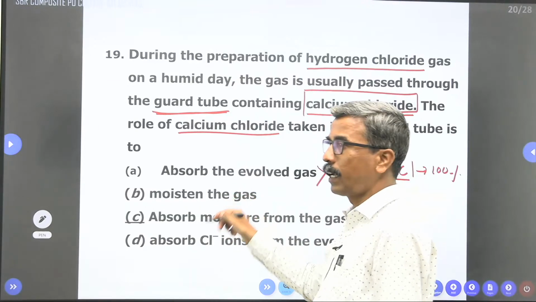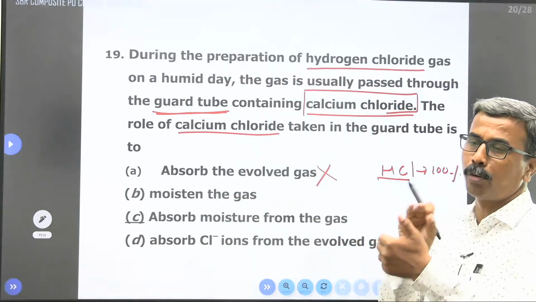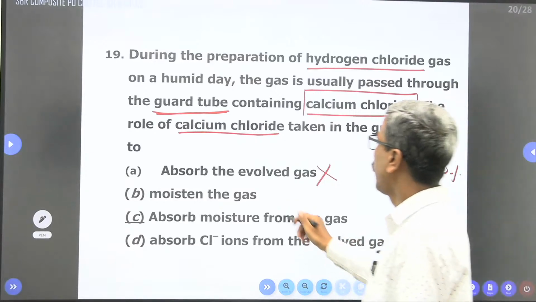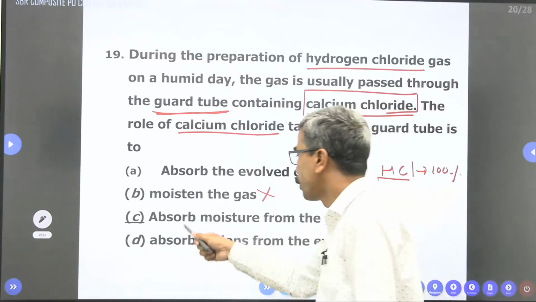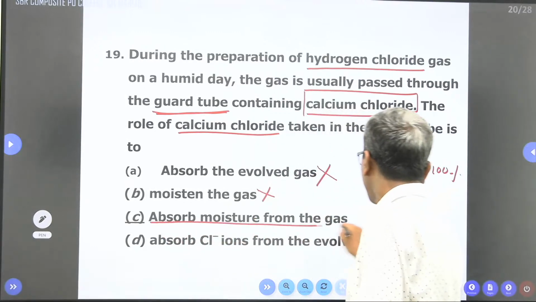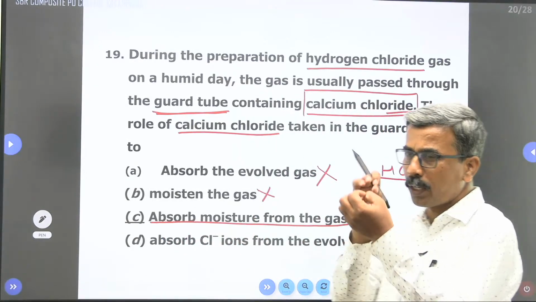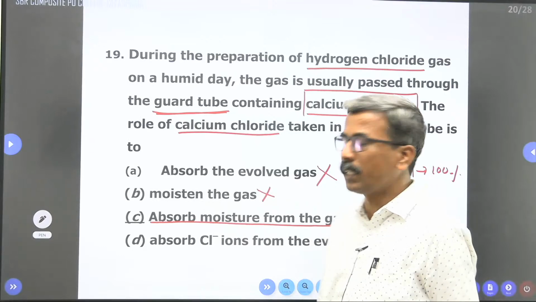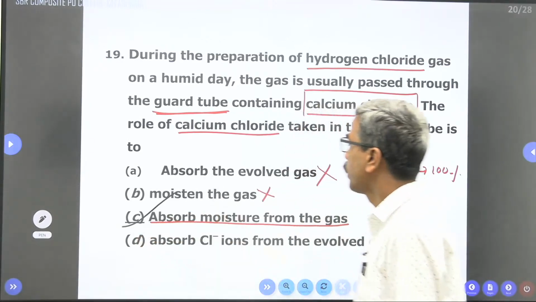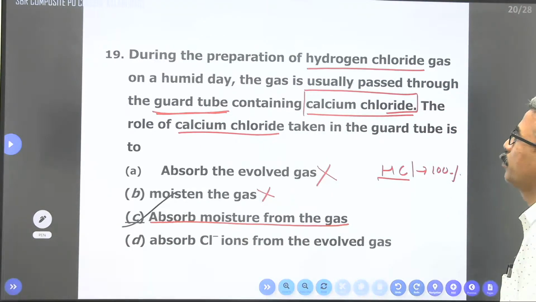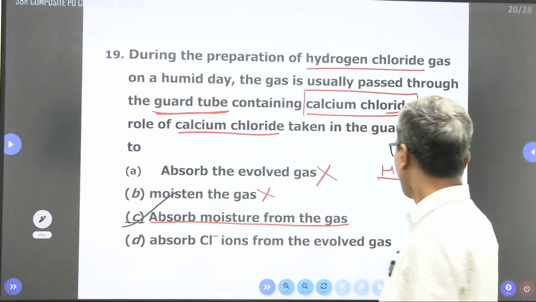That is, moisten the gas. It will not allow the hydrochloric acid to become wet. That's why it cannot be the option. Absorbs, you can see here, absorbs the moisture from the gas. Whatever very small amount of water will be there, it can absorb. So that's why this is going to be the correct option. So based on that, for question number 19, C is the correct option.